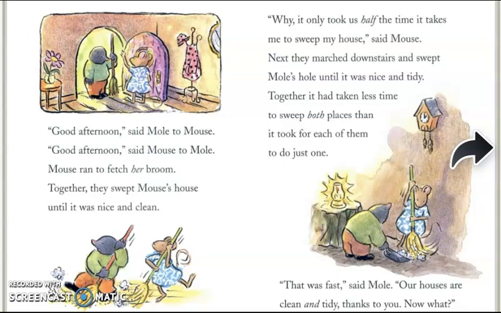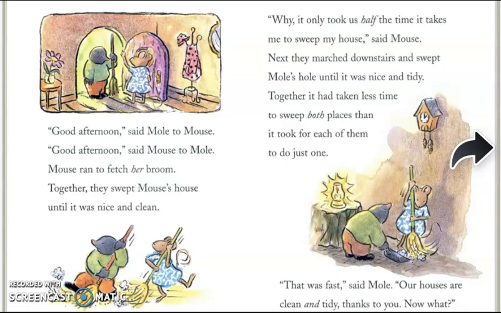Mouse ran to fetch her broom. Together they swept Mouse's house until it was nice and clean. "Why, it only took us half the time it takes me to sweep my house," said Mouse. Here we have Mouse talking again. See the quotation marks? And after that it says, said Mouse. That's how we know Mouse is talking.